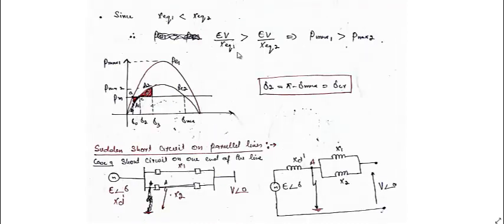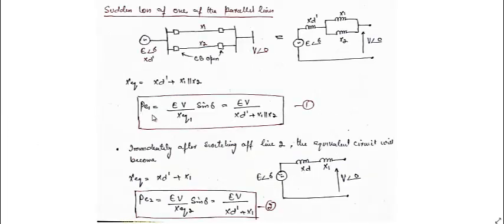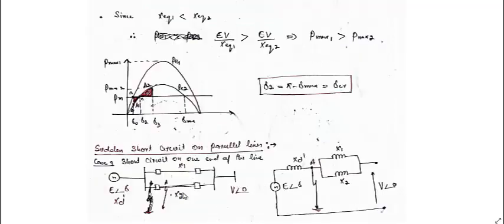So EV divided by X equivalent 1 will be greater than EV divided by X equivalent 2. We can say P max 1 will be greater than P max 2. So when we draw PE1, that is P max 1 sine of delta, and PE2, that is P max 2 sine of delta, it will be like this. This is P max 1 sine of delta. This is P max 2 sine of delta. Only difference will be the peak of them. P max 2 will be less than P max 1.